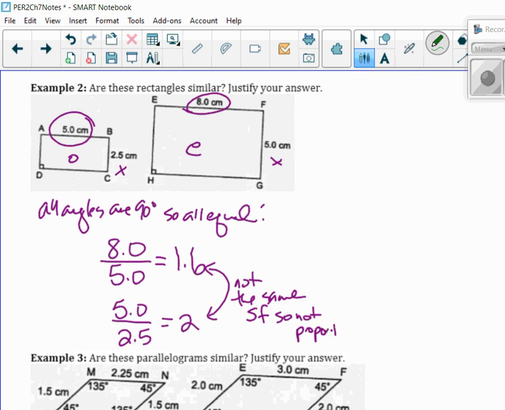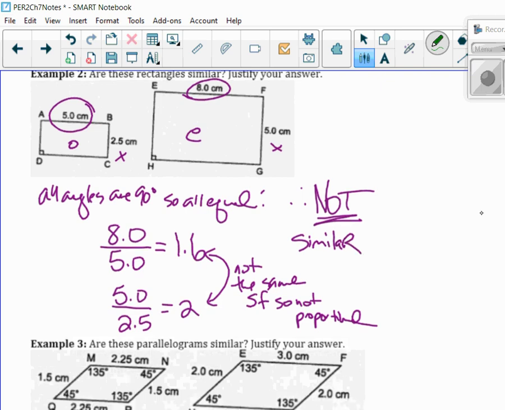What happened here, it looks like, is somebody maybe didn't drag from the corner, so the length and the width were not getting enlarged at the same rate. So that means, therefore, not similar. Okay?